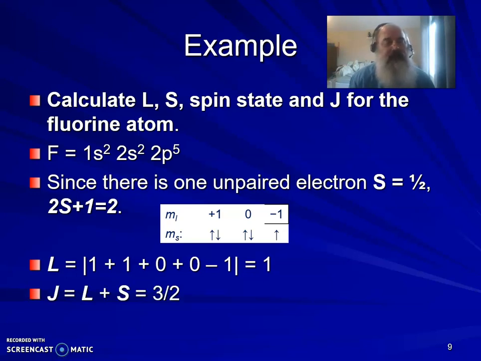And J is L plus S. And so L, we just said was 1. S is 1/2. So J is 3/2. And those are our quantum numbers for the fluorine atom in its most stable state, in its ground state. This 2S plus 1 is giving us the spin multiplicity, so we would call this a doublet state.